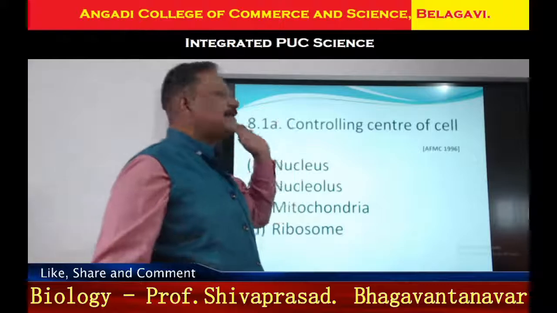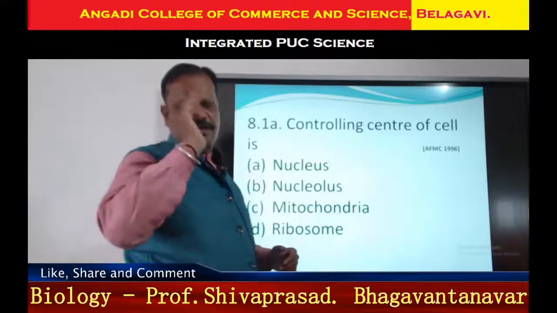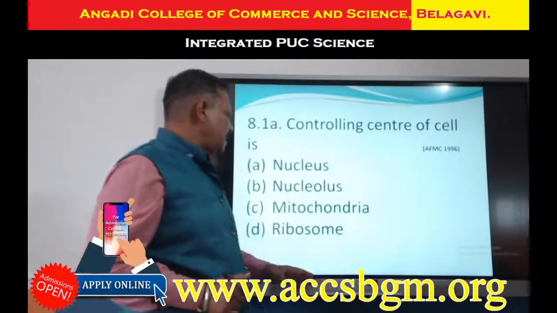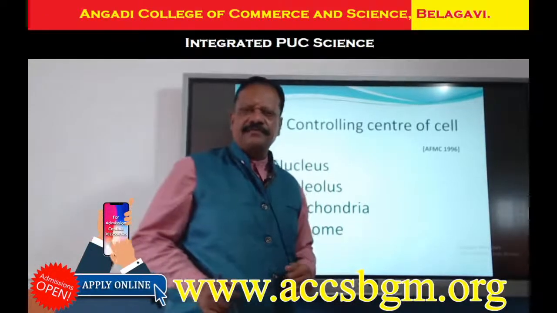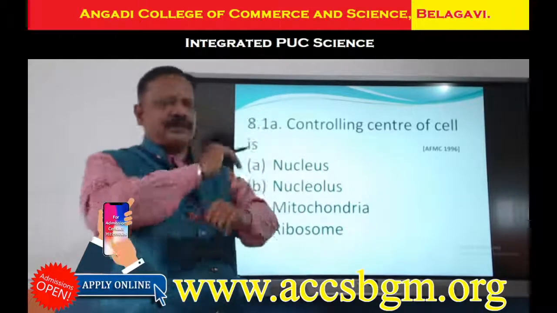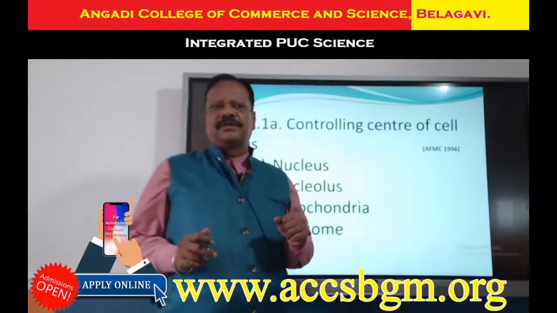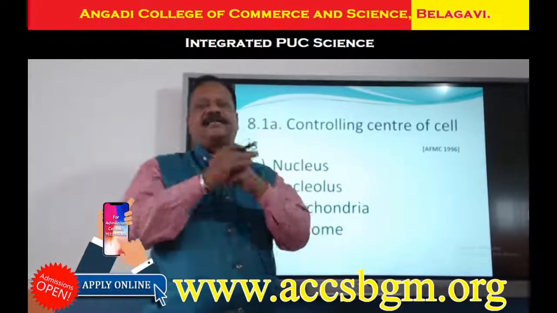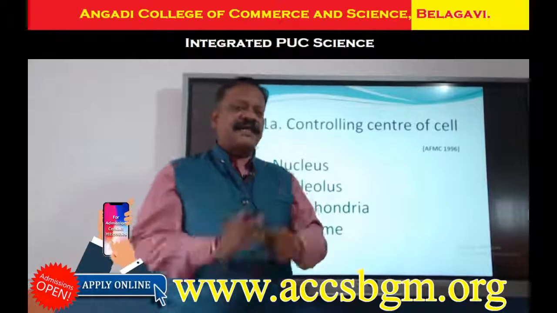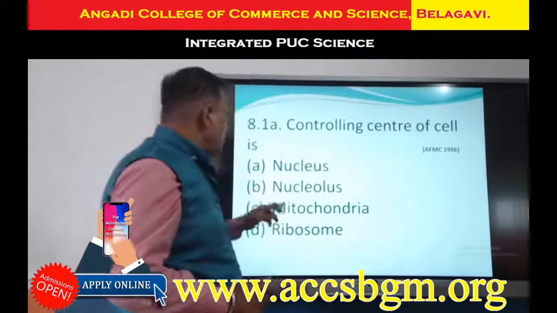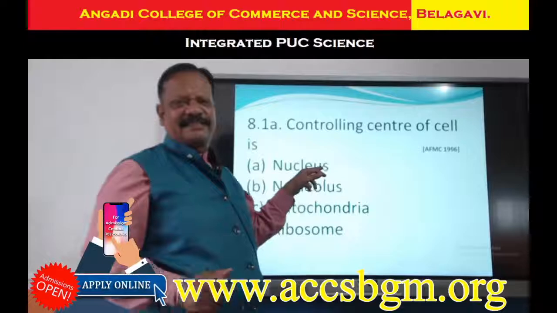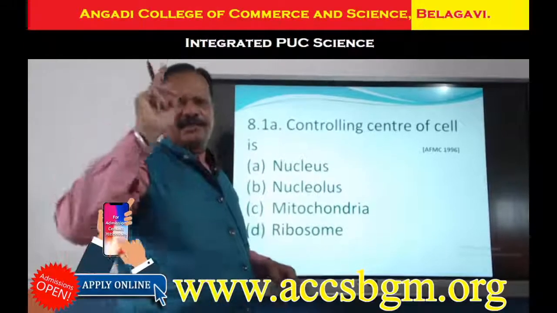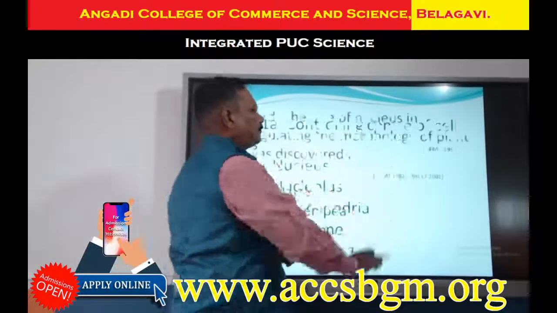Controlling center of cell is? Which is the controlling center of the cell? Nucleus, nucleolus, mitochondria, ribosome. Here, the main switch of the cell, as I told you in the beginning, the main part of the cell or brain of the cell is nothing but the nucleus. So, option A, nucleus is the right answer. We'll move to the next.